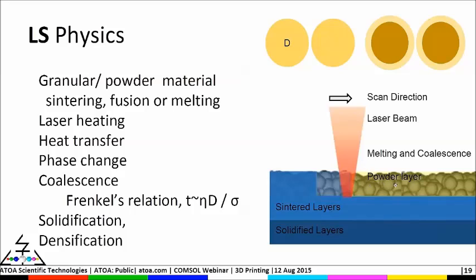You can see the powder layer bed. The key processes involved in this are melting and collisions of these particles. Then here you can see solidified layers already. These are the layers which are getting sintered, and this is the one which is in the current. This is how it is built layer by layer.